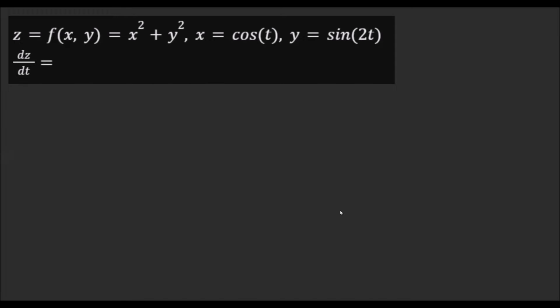So the first thing I'm going to do is write out the general form for dz/dt, and that is equal to the derivative of z with respect to x times the derivative of x with respect to t, plus the derivative of z with respect to y times the derivative of y with respect to t. And from here, we're just going to plug in variables after we find them, of course. And so we might as well do so now.